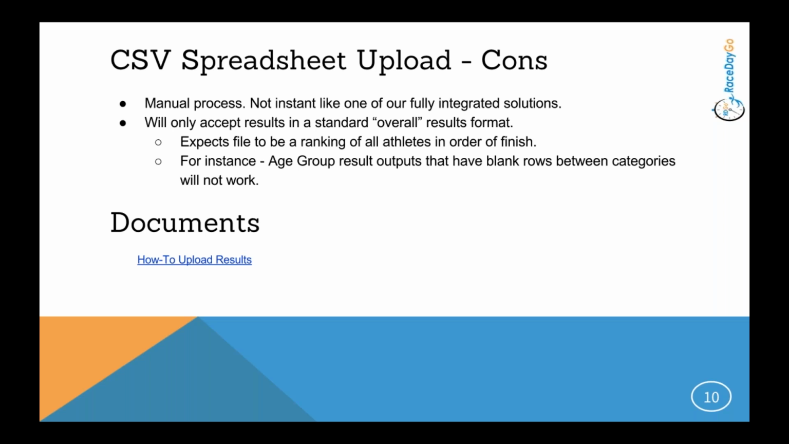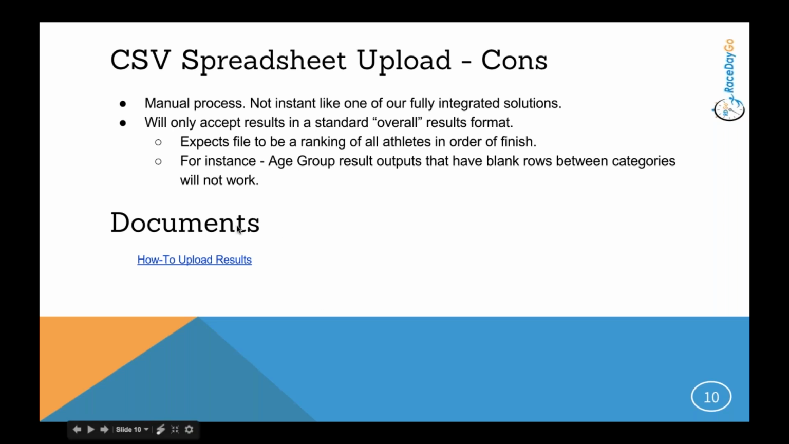Basically, it needs to have a file that's a ranking of all athletes in order of finish. It doesn't know what to do if it runs into an empty row, for instance. So age group results outputs, those generally have blank rows in between categories. That's not going to work because it doesn't know how to parse that information into the results that it expects. So for those kinds of use cases, I would recommend our next option, which we'll go over in a minute.